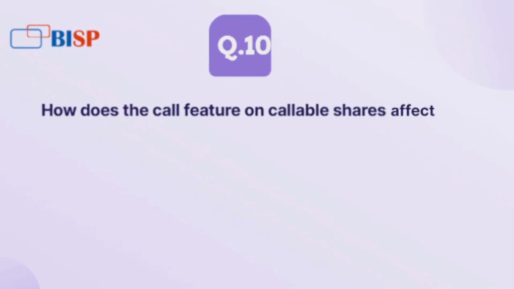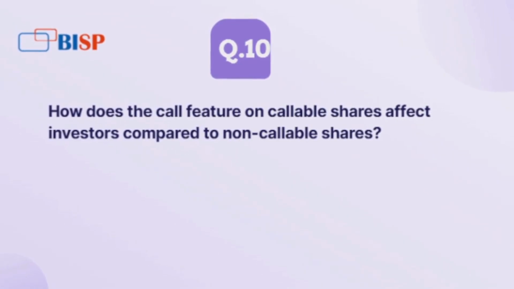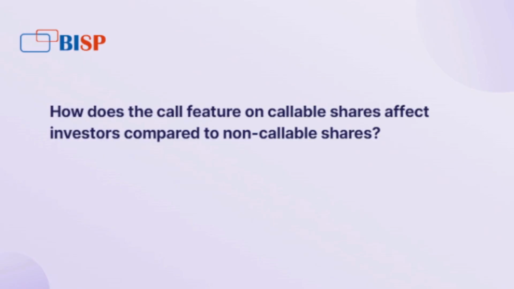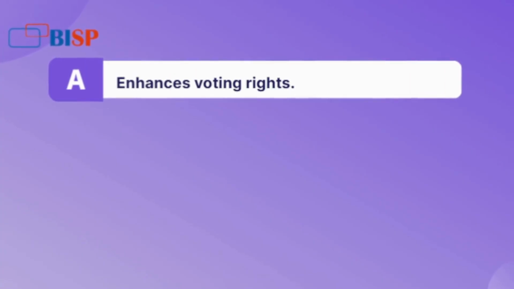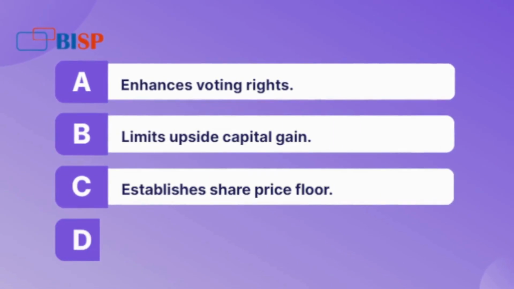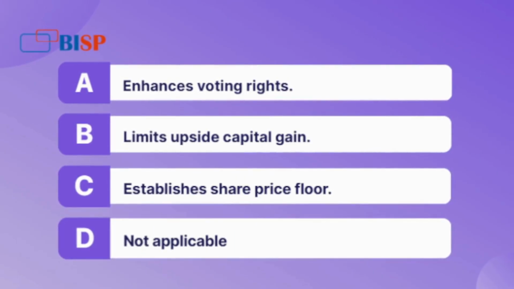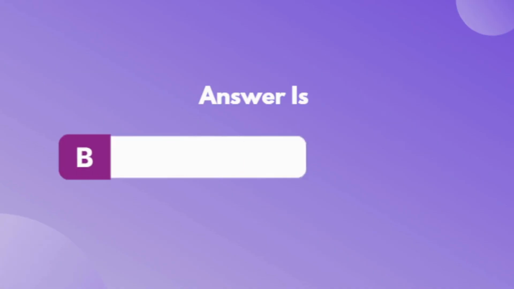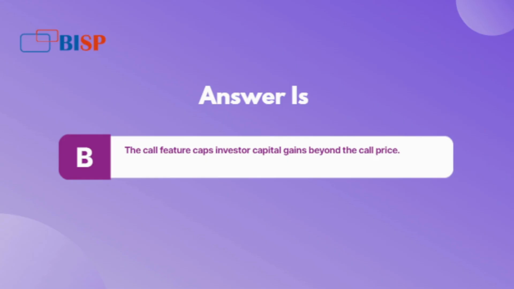How does the call feature on callable shares affect investors compared to non-callable shares? A. Enhances voting rights. B. Limits upside capital gain. C. Establishes share price floor. D. Not applicable. Answer is B. The call feature caps investor capital gains beyond the call price.